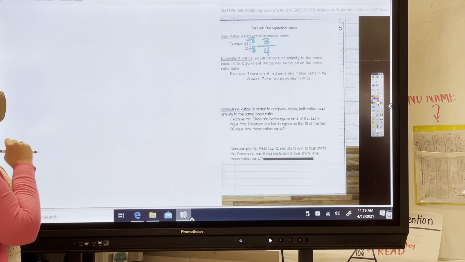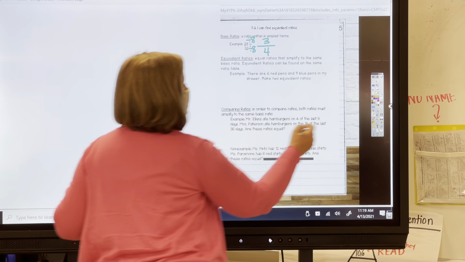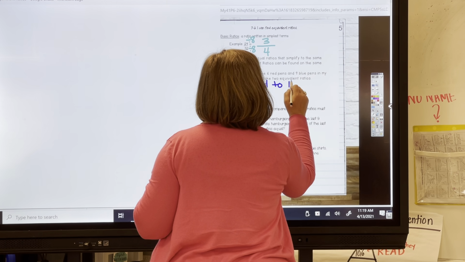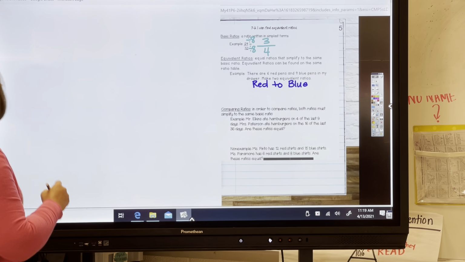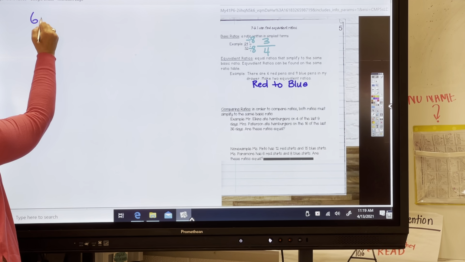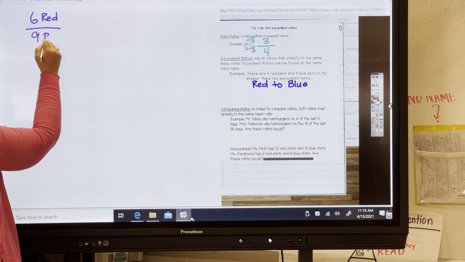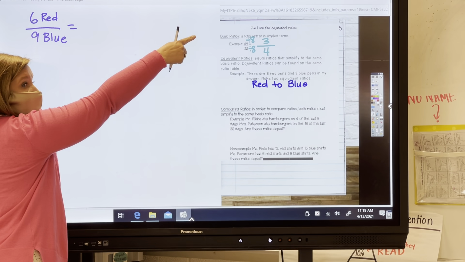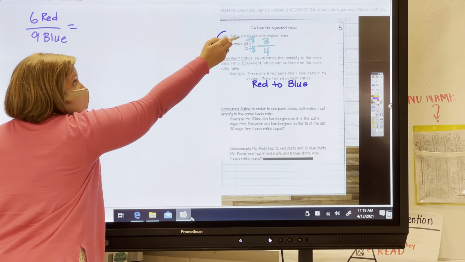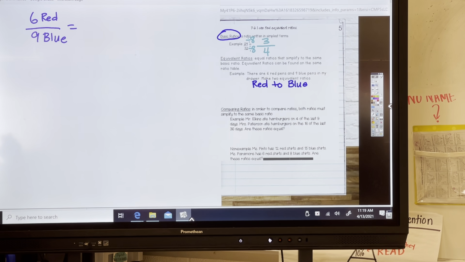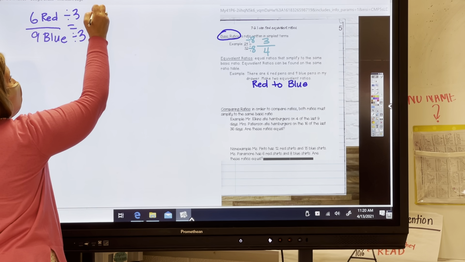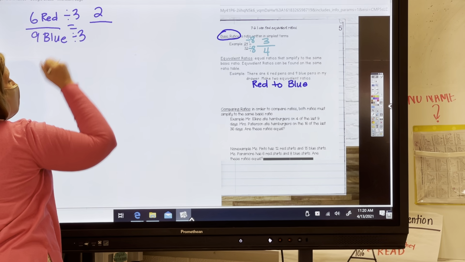So, there are 6 red pens to 9 blue pens in my drawer. So, we are going to do red to blue, okay? So, I've got 6 red to 9 blue. And the first thing I told you, when we make equivalent ratios, what's the first thing we have to do? Find the what? Oh, the basic ratio. What can I divide 6 and 9 by? 3. 6 divided by 3 is 2. 9 divided by 3 is 3.